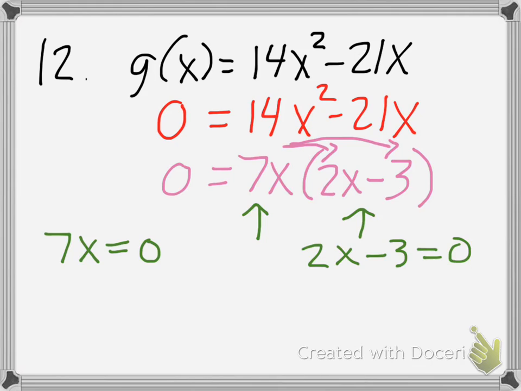So for the first equation, in order to get x alone, I have a 7 attached through multiplication, so the inverse would be divide both sides by 7. So I have x equals 0 divided by any number is still 0.